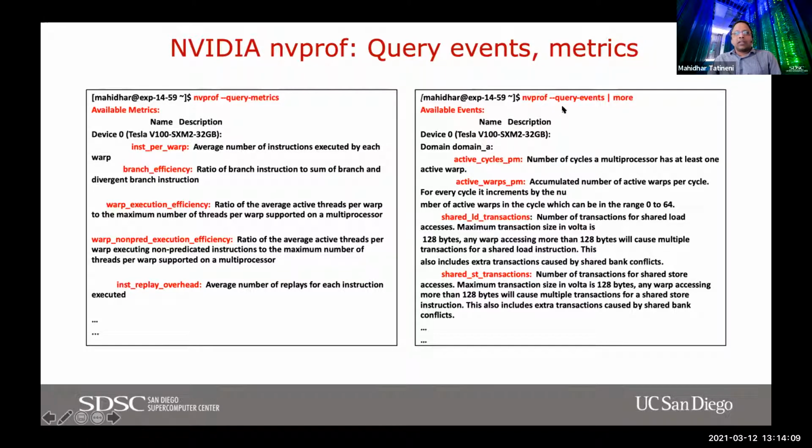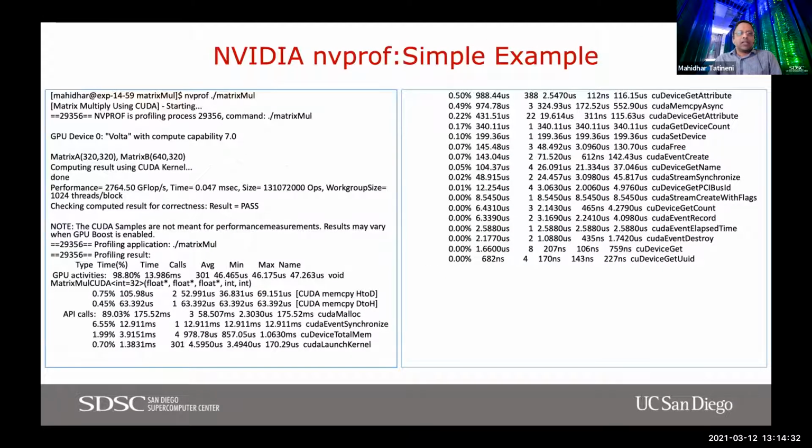And the same thing with the events. You can also look at things like active cycles, where the GPU has an active warp, some transactions, and so on. So there's a lot that you can pop out. But to start with, you can do a very simple thing.